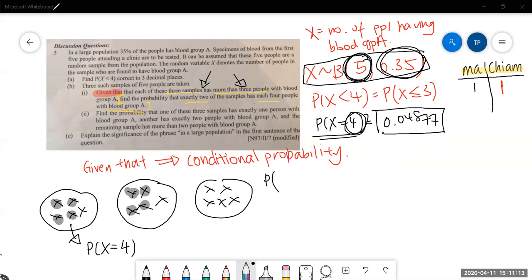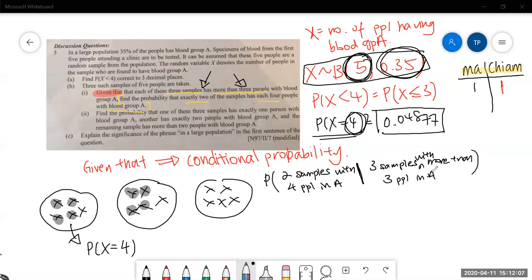So what this is trying to say is, the probability of finding two samples with 4 people in A, given 3 samples with more than 3 people in A. If you still remember the formula that I wrote just now, the probability of A given B is equal to the probability of A intersect B over the probability of B.